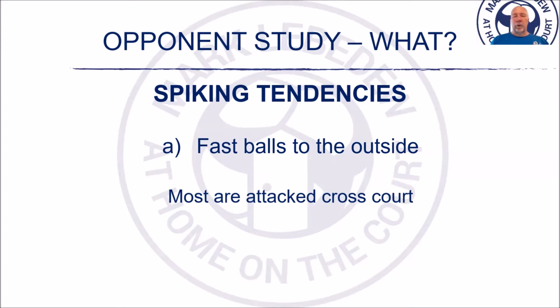But you should have some form of informal or formal database for your own level. And we know that at men's professional level, most fast balls or faster balls to the outside position 4 and position 2, position 1 are attacked. Let's say position 4, position 2 are attacked cross court. So that's a good starting position. And for our basic tactics, that's an important thing to know.